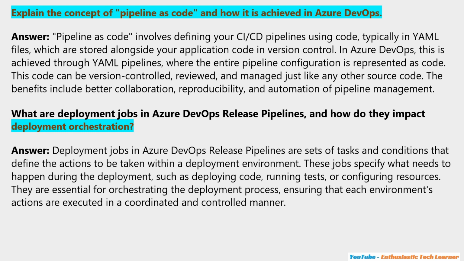What are deployment jobs in Azure DevOps release pipelines, and how do they impact deployment orchestration? Answer: deployment jobs in Azure DevOps release pipelines are sets of tasks and conditions that define the actions to be taken within a deployment environment. These jobs specify what needs to happen during the deployment, such as deploying code, running tests, or configuring resources. They are essential for orchestrating the deployment process, ensuring that each environment's actions are executed in a coordinated and controlled manner.